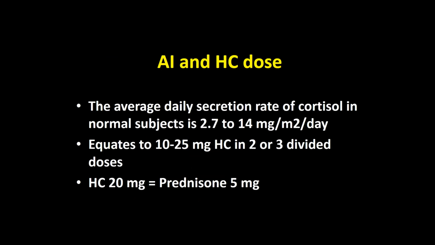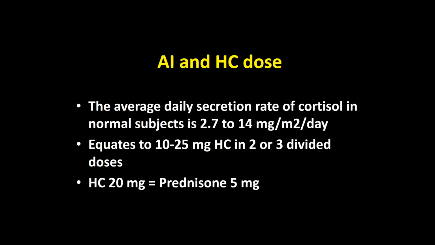What about adrenal insufficiency then, as we treat them through that crisis? What about thinking about how we dose their hydrocortisone? And this is another area which is good just to reflect. So typically, we know how much cortisol is produced from the adrenals over a 24-hour period, and that equates to about 10 to 25 milligrams of hydrocortisone in 2 or 3 divided doses. So a majority of patients with Addison's disease or adrenal insufficiency will be in that dose range between 10 and 25 milligrams. And just to give a comparison there, hydrocortisone 20 milligrams is equivalent to prednisone 5 milligrams.